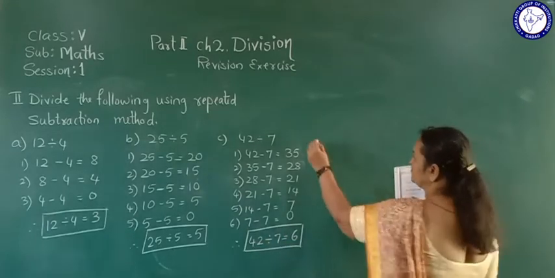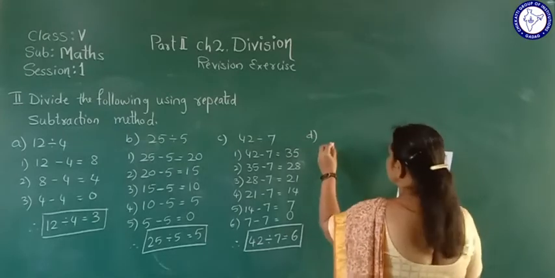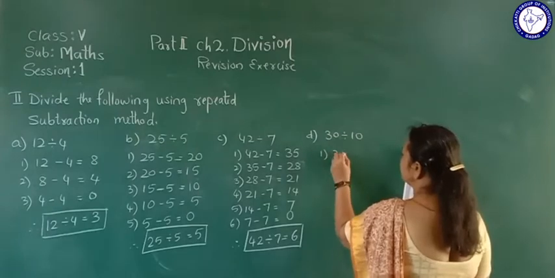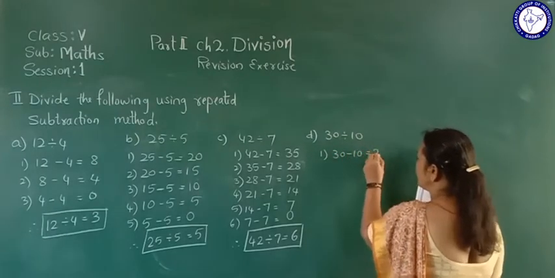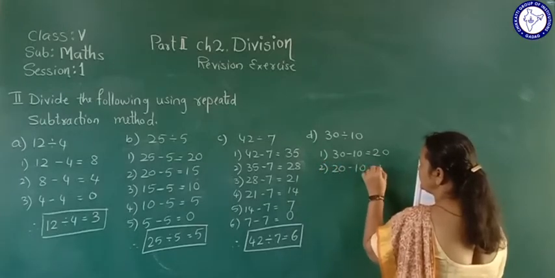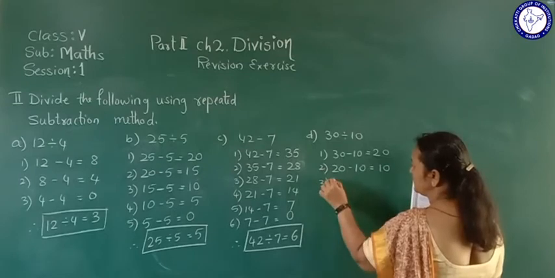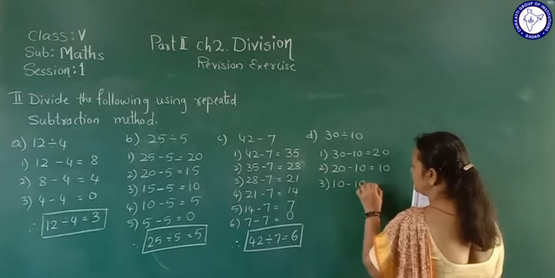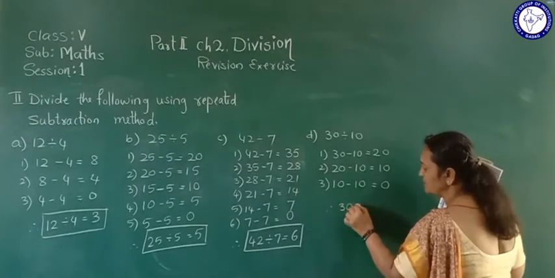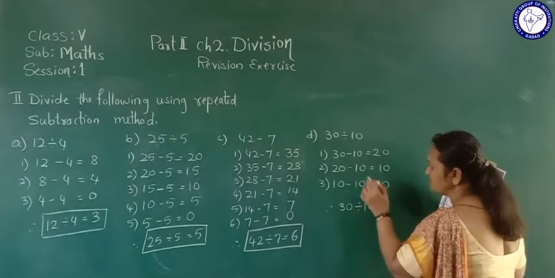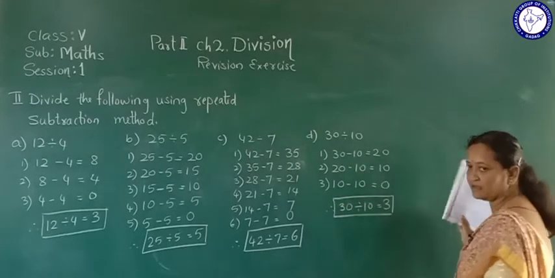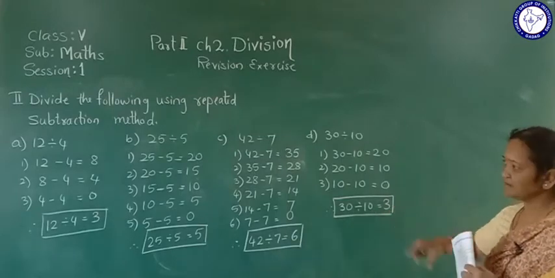Then D question. Here D question is 30 divided by 10. So first step, 30 minus 10 is 20. Second one, 20 minus 10 is 10. Third step, 10 minus 10 is 0. Therefore, 30 divided by 10, the answer we get is 1, 2, 3. 10 3s are 30.